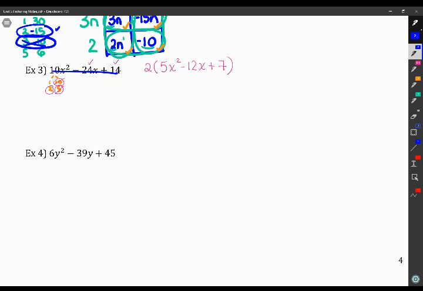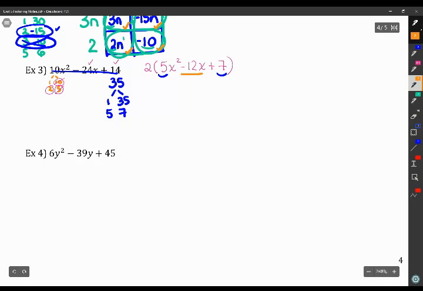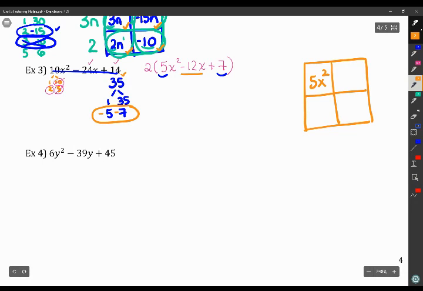So now that we're there, we're going to go 5 times 7, which is 35. And our factors of 35 are 1 and 35 and 5 and 7. And we're looking for a pair that gives us negative 12 in the middle. So that would be 5 and 7. And they both would be negative in order to get negative 12. We also want to just double check, is a negative times a negative a positive up here? And it's good. So we're going to do our box. I'm just going to do it over here. So first term is 5x squared. Last term is 7. And the pair that we picked was negative 5x and negative 7x.